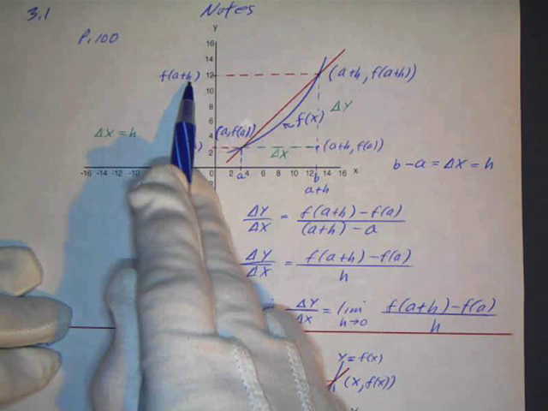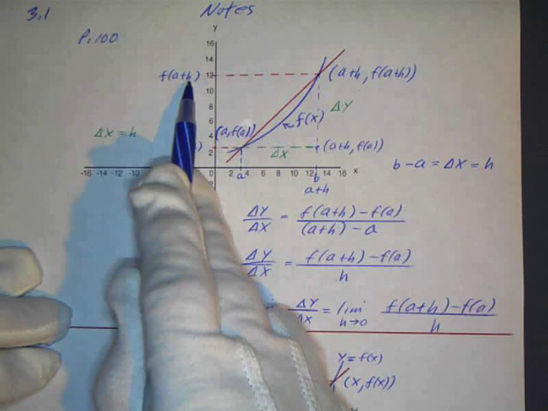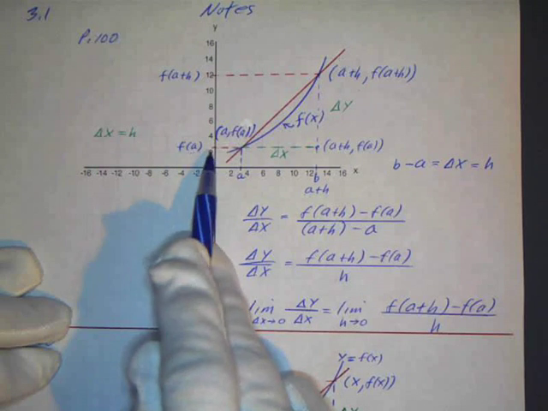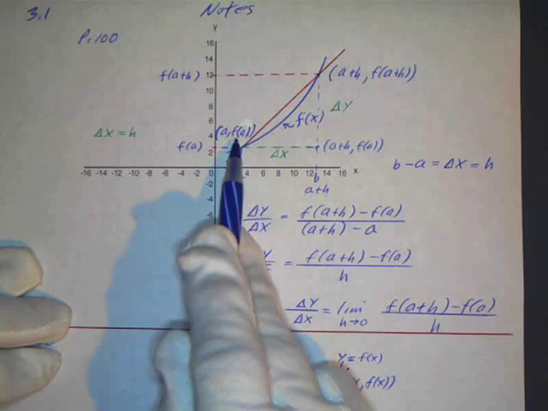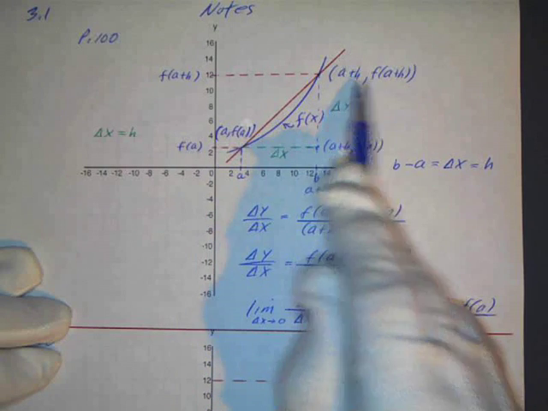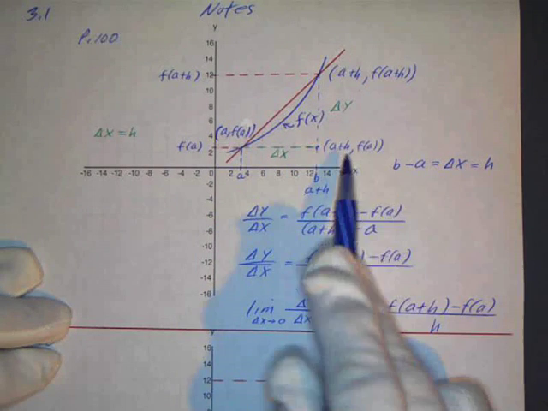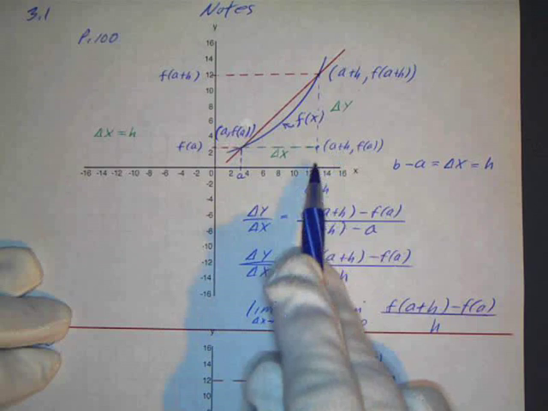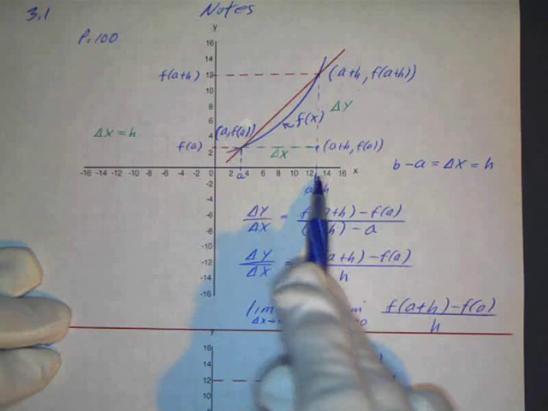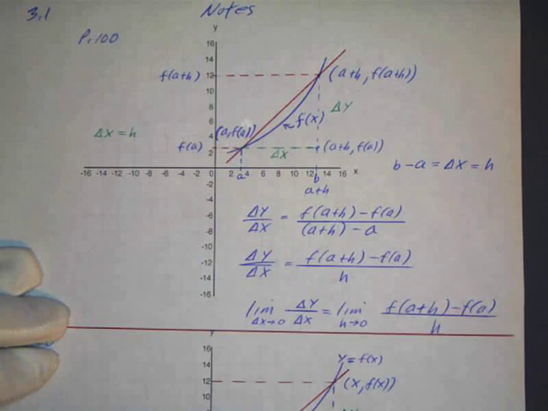And you can see the value of your function, f of x, at a plus h, and this is just f of a. So again, this point is a, f of a, this point is a plus h, f of a plus h, and just for your information, this is the point a plus h, horizontal value, and f of a, vertical value.